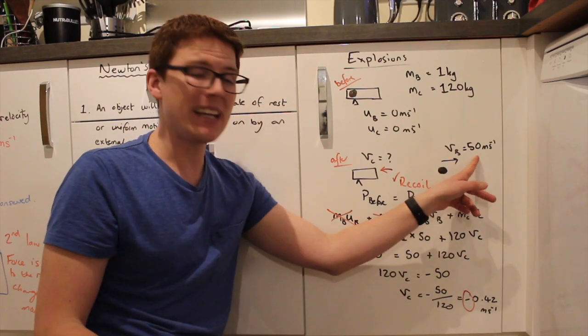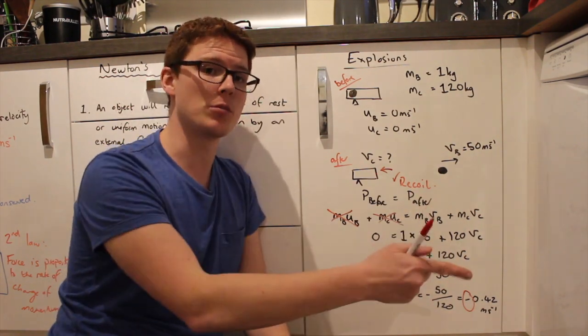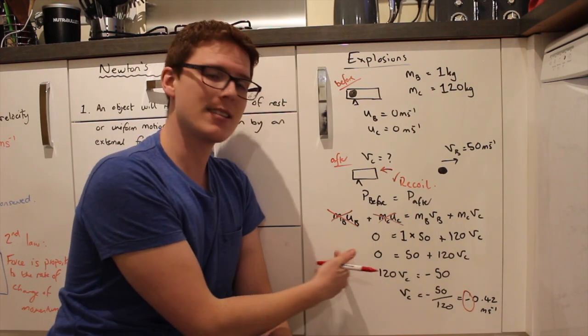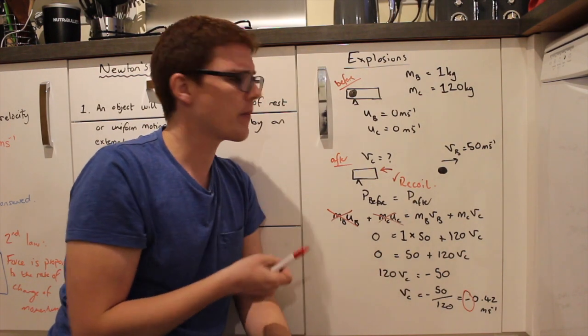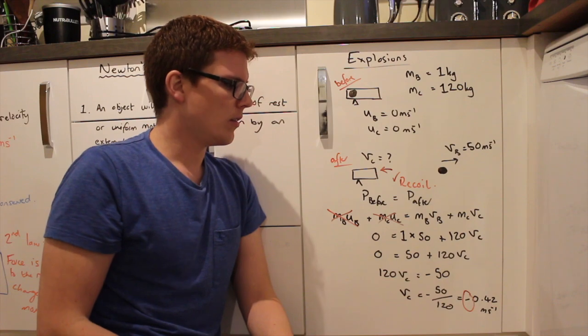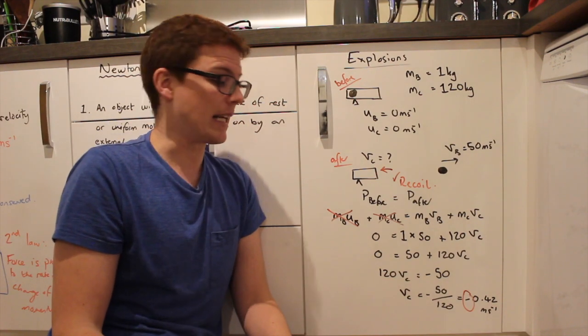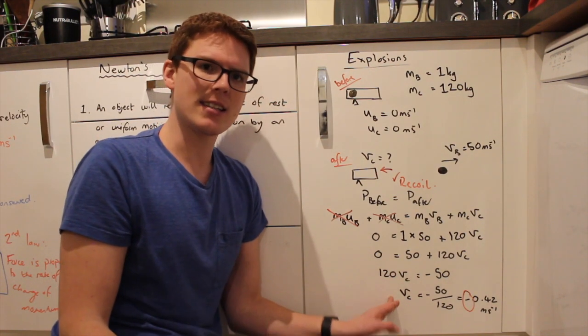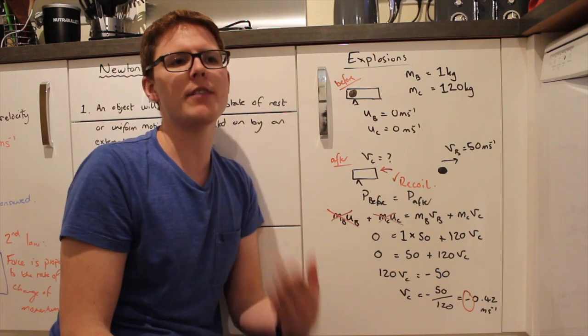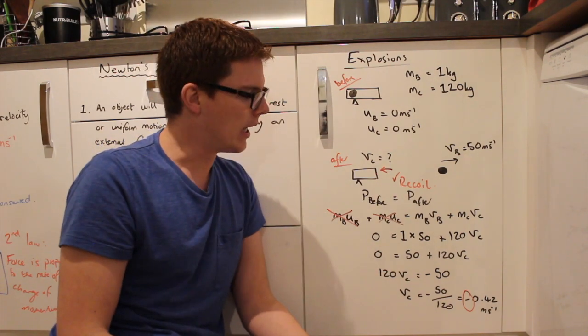The thing is, if that number increases, you've got a greater momentum to the right, which means the cannon itself is going to have to recoil at a greater speed. So that's just something which you have to accept. Or you can make the cannon itself much, much heavier. If it's much, much heavier, it's not going to recoil as much.